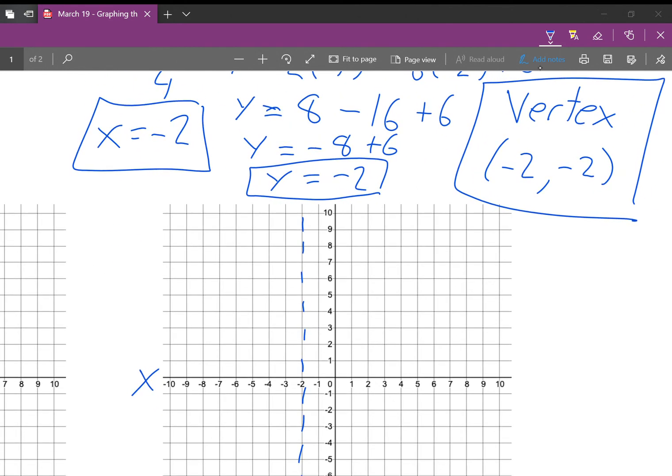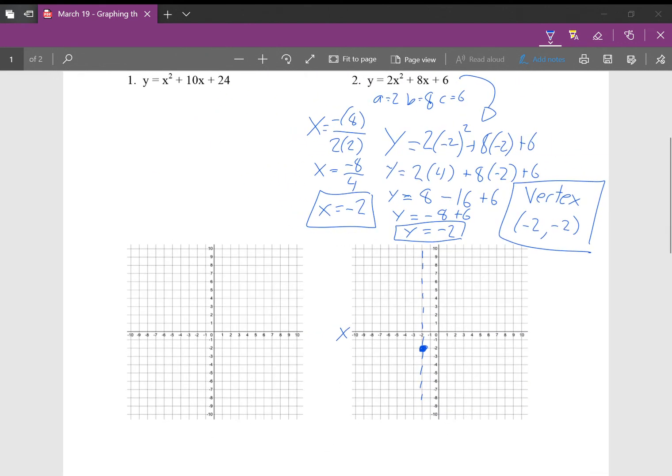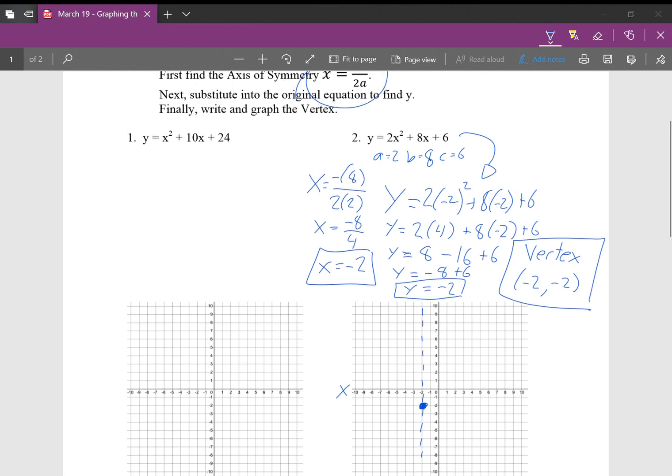So from the origin, I go back 2 and down 2, and I would find my vertex is a point right here. And as I always say, make the point nice and visible. It's not a dash. It is actually part of the graph, so you want to be able to see it. Okay, so that is how we go from yesterday's work of finding the vertex. Now we're plotting it. And again, we're not just plotting the vertex, we're plotting the axis of symmetry as well. I hope that all made sense to you.